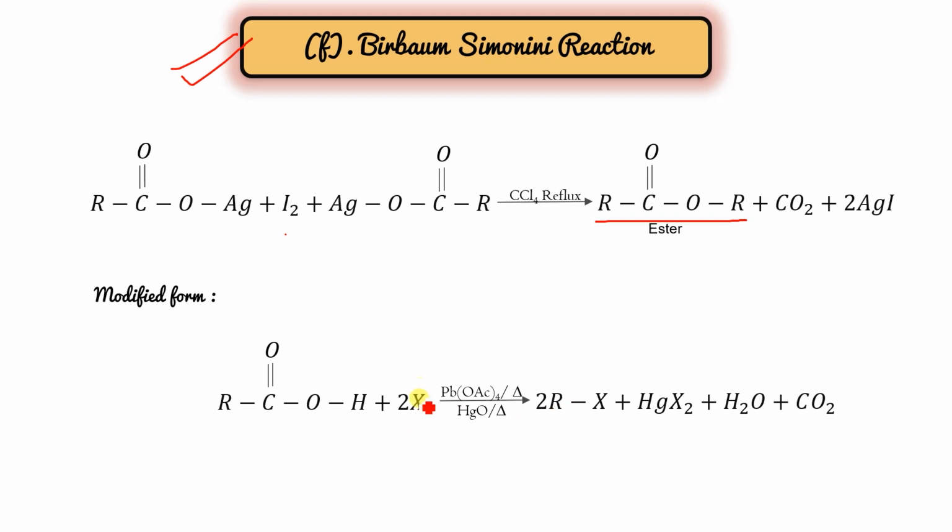So if we are using it in this way, इसे हम अगर modify कर देते हैं, so how it will be like, this is acid. Okay, that acid reacts with this halogen. In presence of lead tetraacetate and HgO, it will give you the alkyl halide. If I'm using this, HgX2 will come out, and this CO2 will come out, and H2O will come out. Okay, so this one is the Borodine-Simonini reaction, because we want alkyl halide only, we don't want the ester. So इसे क्या कर दिया गया, modify कर दिया गया, and instead of taking silver salt of fatty acid, we will take the fatty acid only.